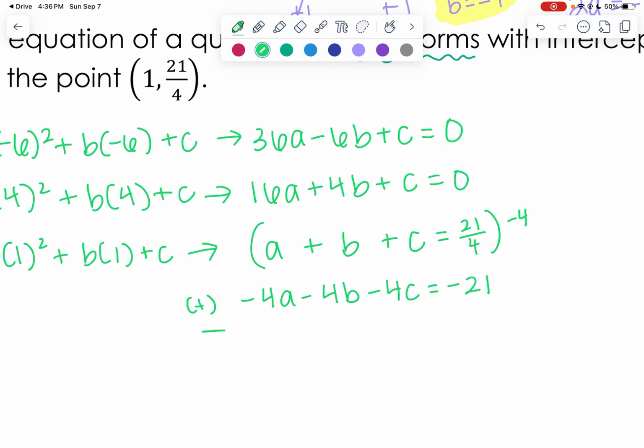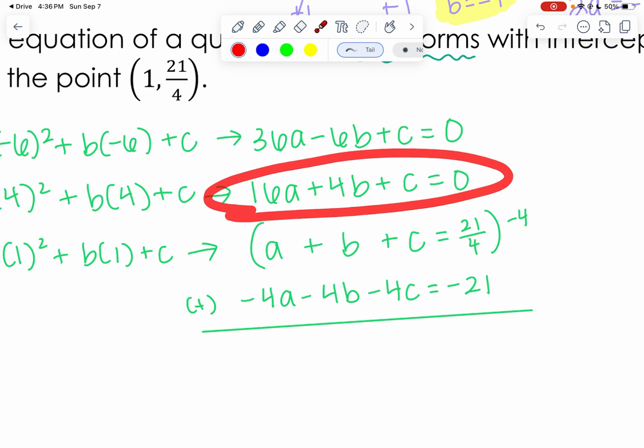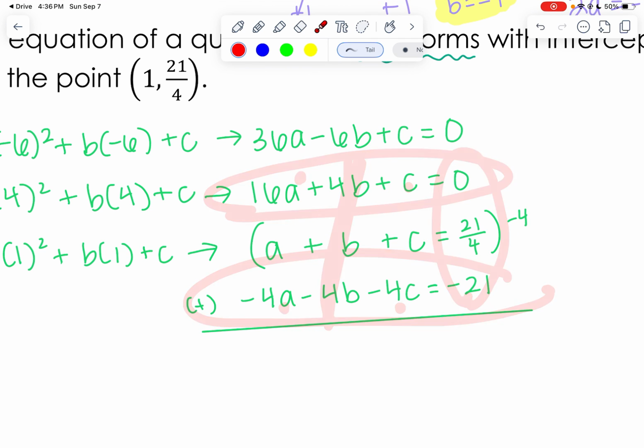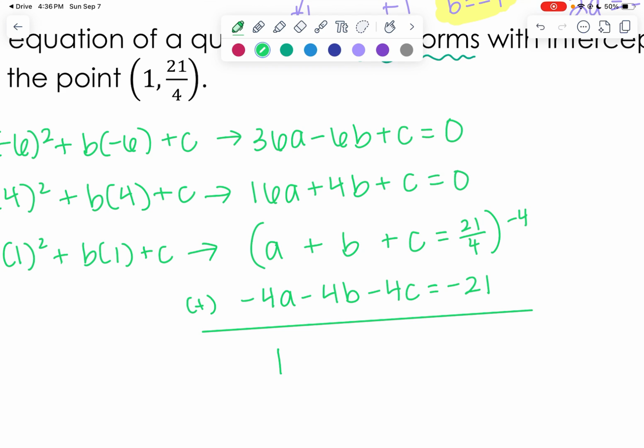And now I'm going to add these two together. This one and this one is what I'm adding together, okay? Because my b's are going to eliminate. 16 minus 4 would be 12, and then c minus 4c would be -3, and then 21 and 0 is just going to be 21. So that would be 12a minus 3c equals -21.